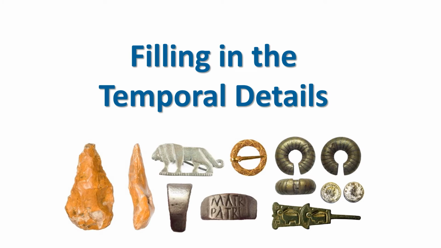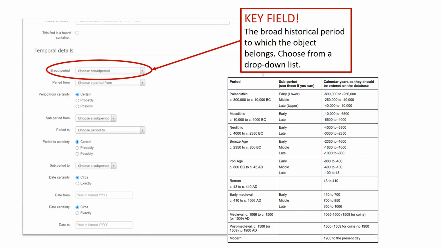The next section of the form is all about the periods and dates in which the object was made and used. The broad period field is a key field that must be filled in before you can save a record. You must fill in both fields, even if the period from and the period to are the same. There's a drop-down list of the broad periods that we use on the database. The date ranges for each of these periods is shown here on the right.